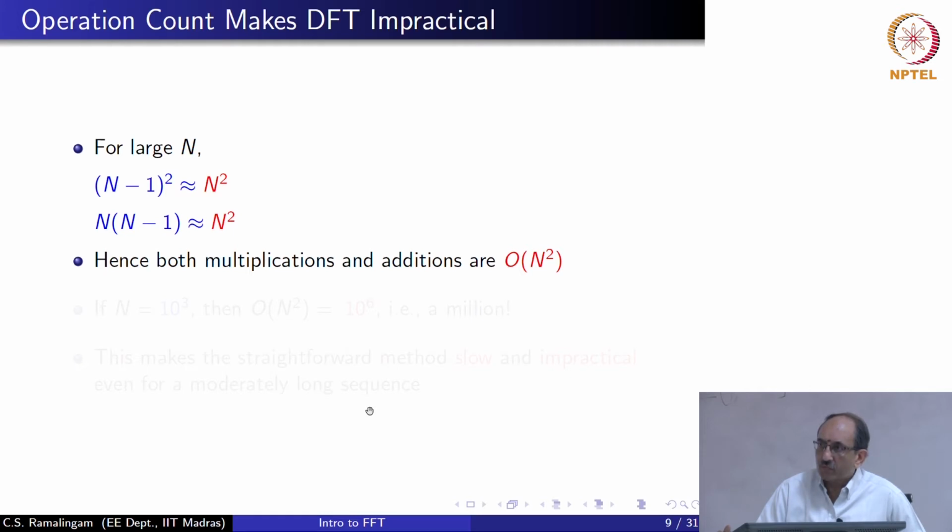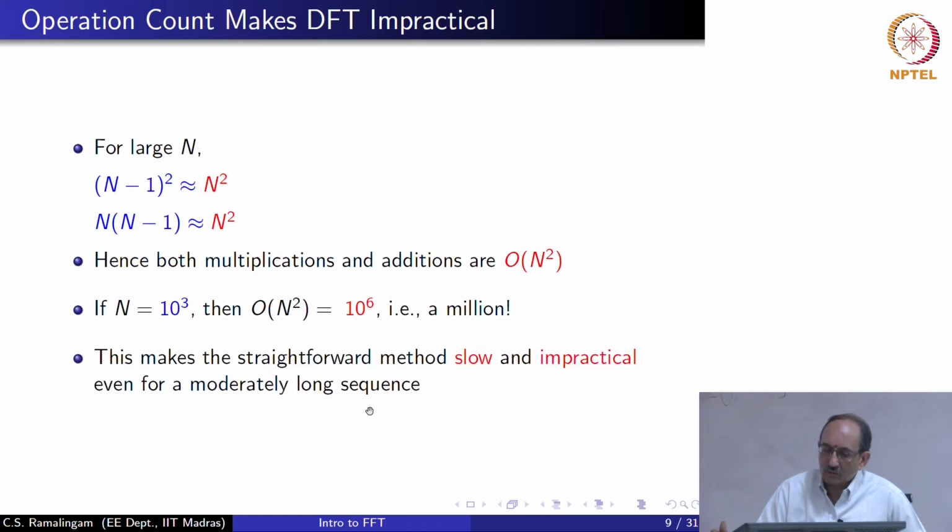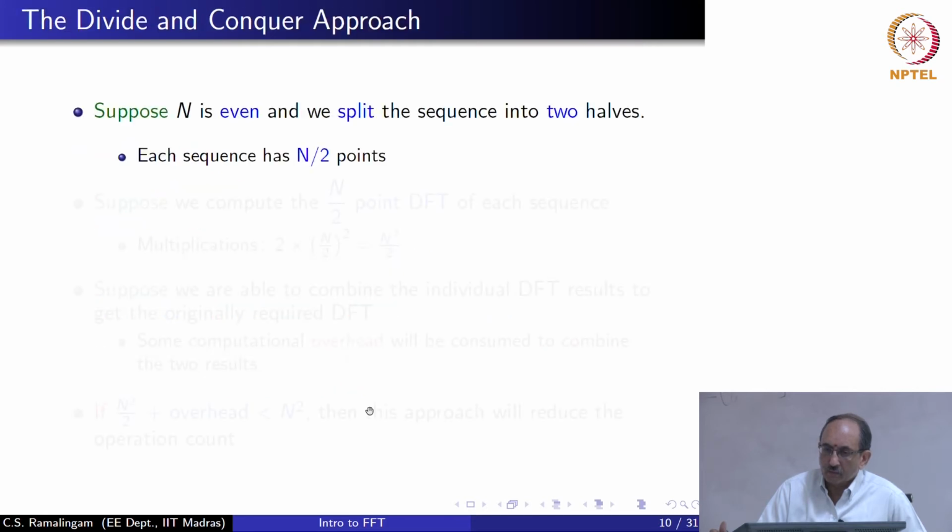And if N were to be 1000, which is really not an unreasonable number, then the number of operations required is 10 to the power 6, which is a million. So, this makes this straightforward computation really slow and impractical even for moderately long sequences. And this was the stumbling block that stopped progress until the FFT algorithm was discovered, because of this huge computational burden. Then came the divide and conquer approach.